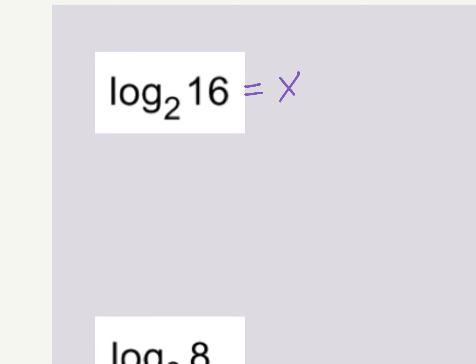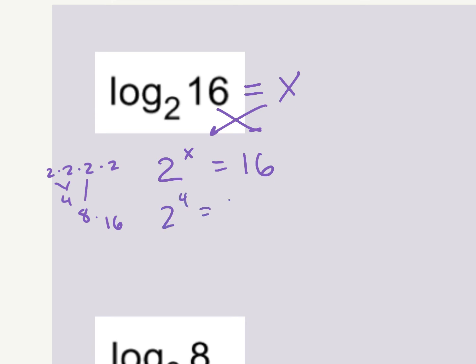So what would I start with? 2. What's the exponent? X. Remember, we just switched positions. So 2 to the power of x is equal to 16. So now we have to think, 2 to what power gives us 16? Let's see. 2 times 2 is what? 4. So 2 times 2 times 2 would be 8. And then 2 times 2 times 2 times 2 would be 16. So how many 2's do I have? 4. So 2 to the 4th power is 16. So what is x equal to? 4.